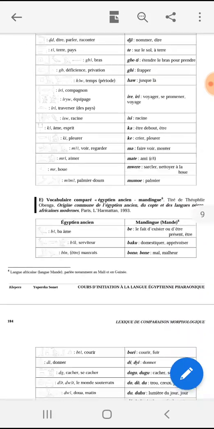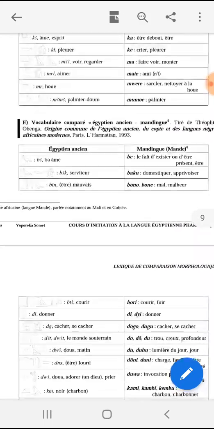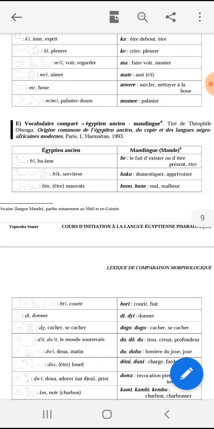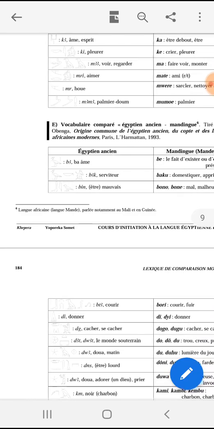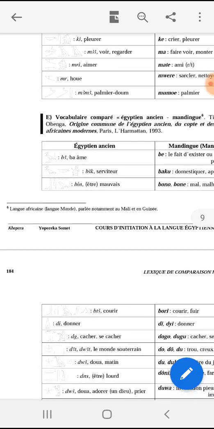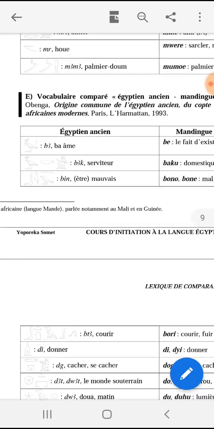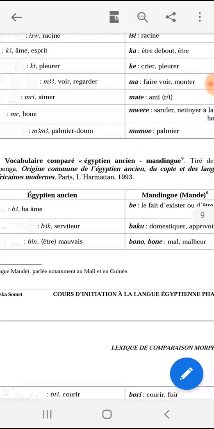And now, comparison between Medu-Neter and the Mandingo. This is from Theophile Obenga's work, the same book where he is comparing the Medu-Neter, the Coptic, and the modern Negro African languages. Now, Mandingo is spoken in Mali and in Guinea.